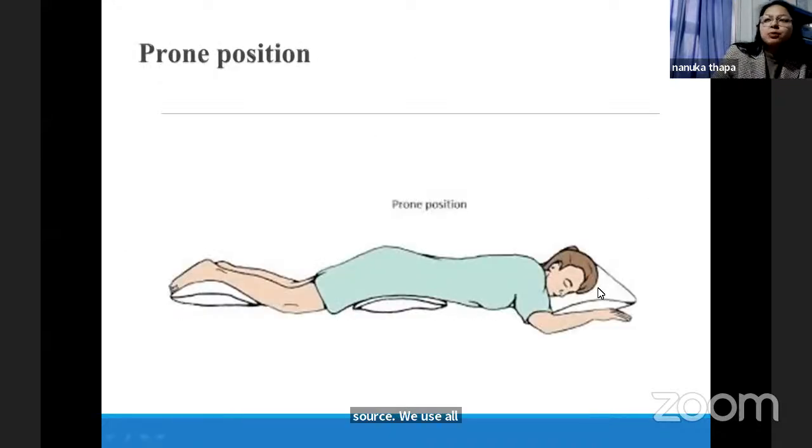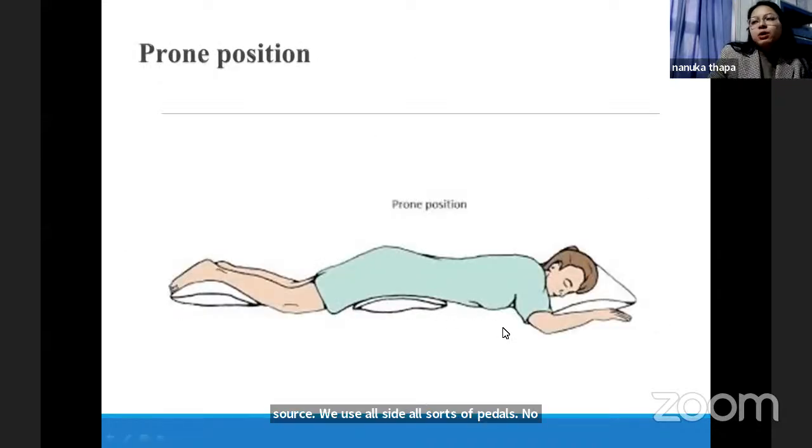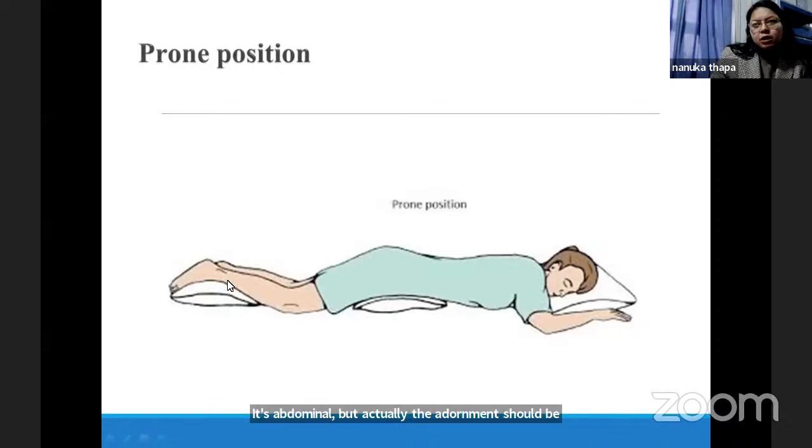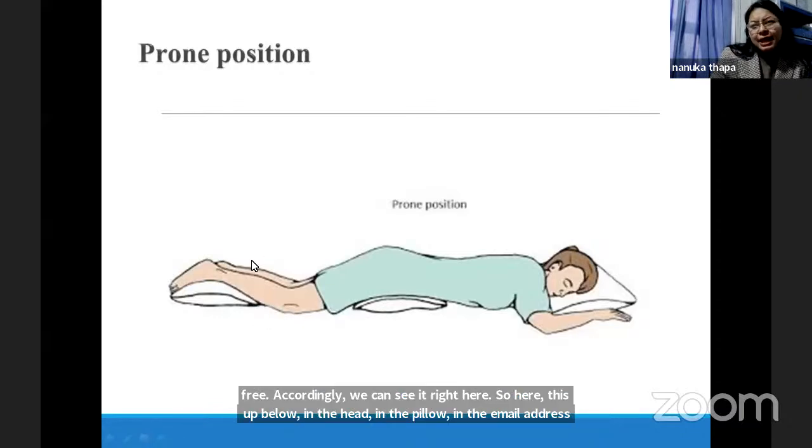Now next, the prone position is another one where the patient lies down on their abdomen. So we say the patient lies on their abdomen, but actually the abdomen should be free. Accordingly, we can see it right here. So here there's a pillow at the head, then a pillow at the iliac crest, and a pillow in the knee region, lifting the shin and the ankle.